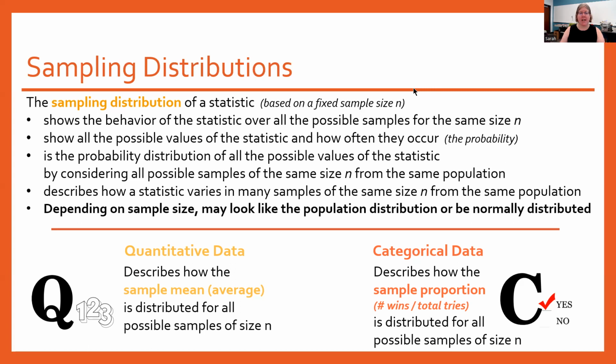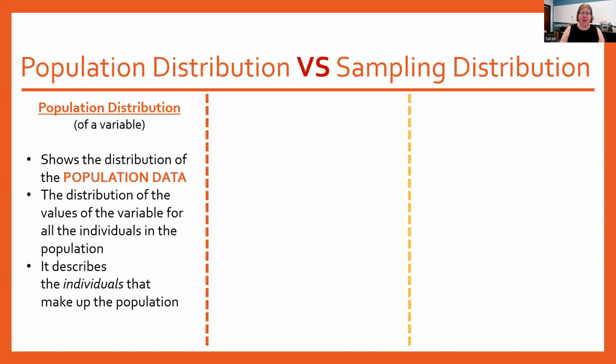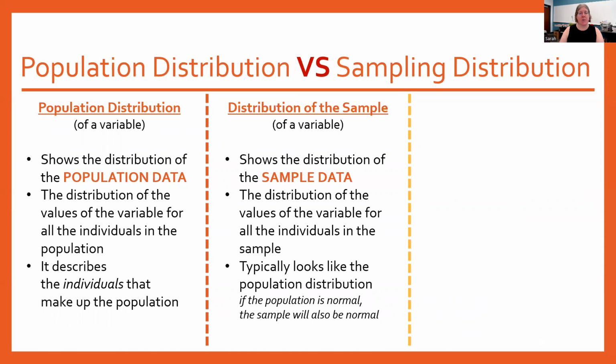Okay, so now that we've got a little bit of an idea of a sampling distribution, I want to compare and contrast these three distributions that we're going to be working with. The population distribution of a variable shows the distribution of the whole population. It's the distribution of the values of the variable for all individuals in the population, so it's every single one, and it describes the individuals that make up the population. We rarely have all of that information. So instead, in statistics, we're often working with the distribution of the sample.